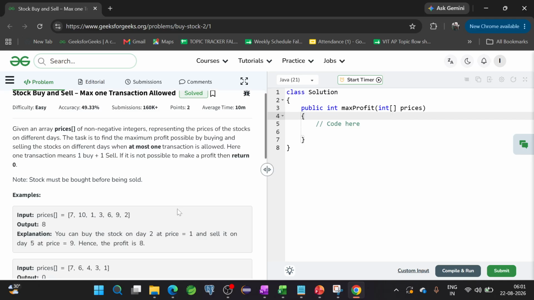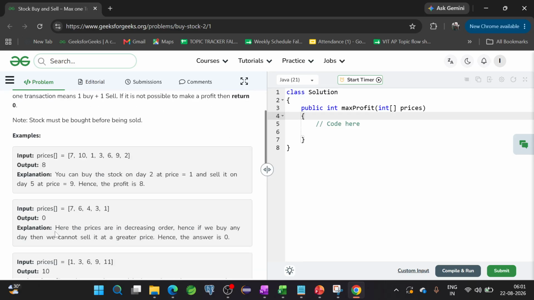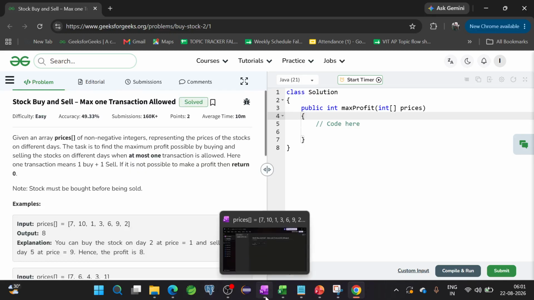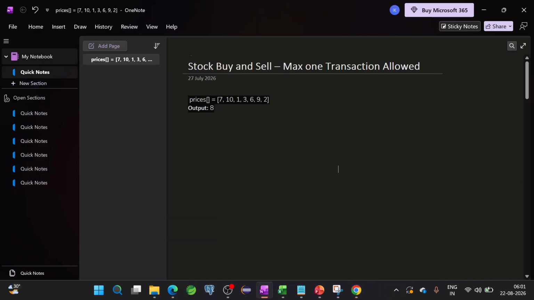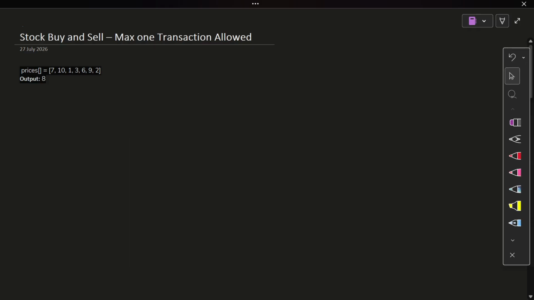Okay, here it is given. Suppose I bought at price 1 and sell at 9. So maximum profit is 8 rupees. Okay, so we will do the dry run first here. Here the maximum transactions allowed is k equal to 1.